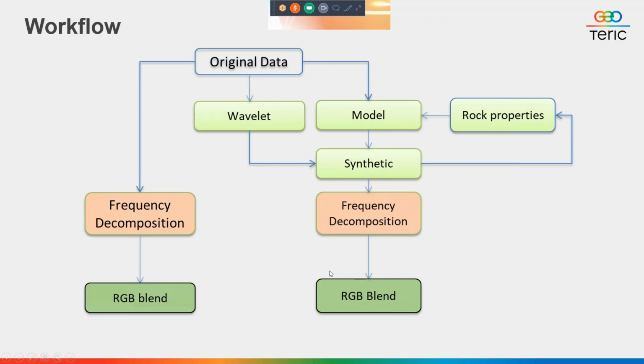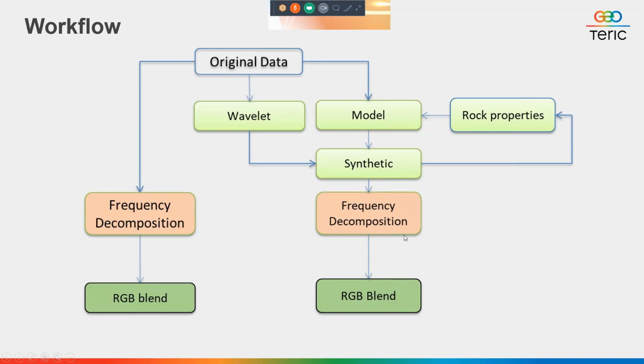The workflow that we followed through the case study was: we took the original data, we did our frequency decomposition and our color blends directly from the original data, and then we went back and built our model, extracted our wavelet from the data, and filled our model with rock properties, generating the synthetic. This is an iterative process, so we can change our rock properties until we get a good match between the synthetic and the original data.